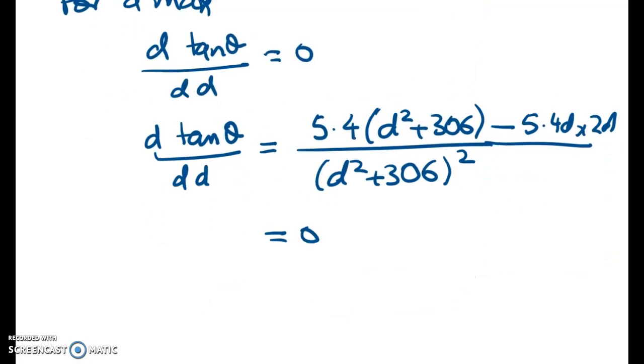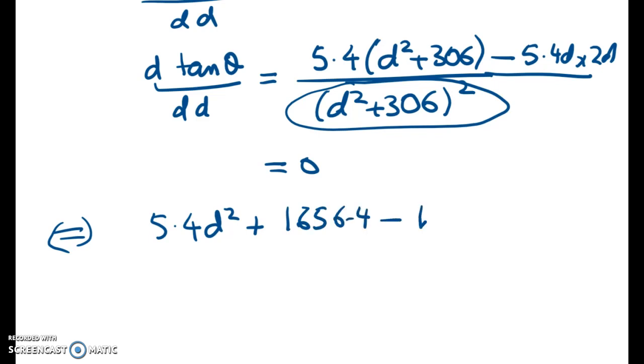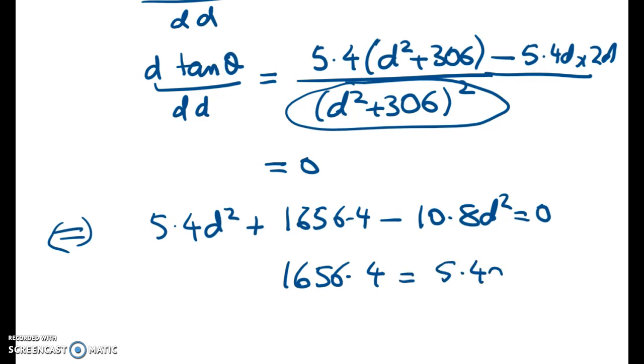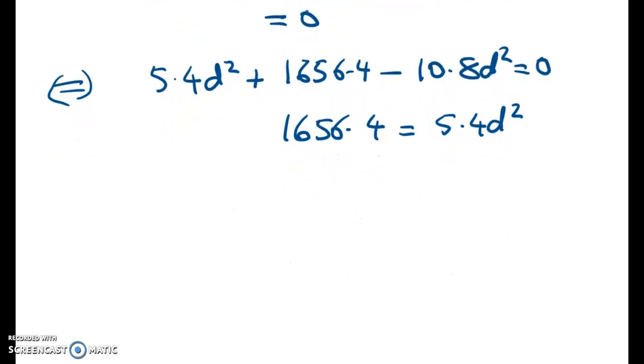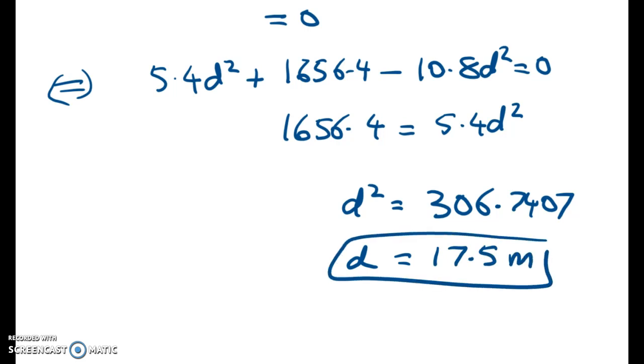Now we need that to equal 0. This is always positive, so we can forget about it. We can multiply through by it. So what we've got to work with now is 5.4d squared plus, I think that worked out to be, 1656.4, horrible numbers, but it's all going to come out really well now, minus 10.8d squared. We want that to equal 0. That gives me 1656.4 is equal to 5.4d squared. D squared is equal to 306.7407, giving me d is equal to 17.5 meters. Okay, so that's the final answer.